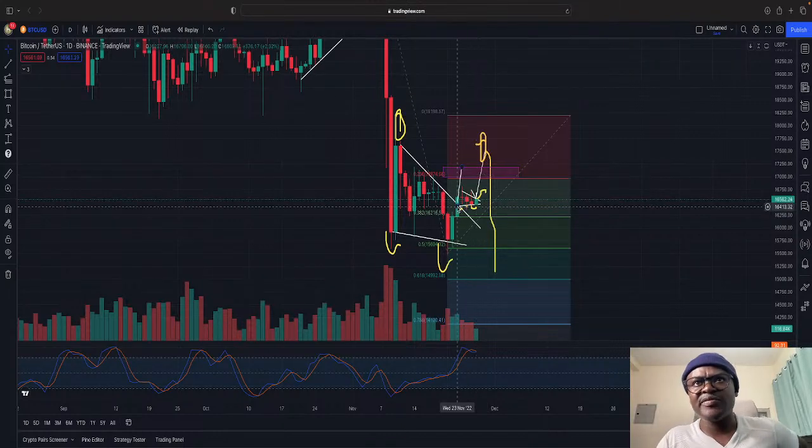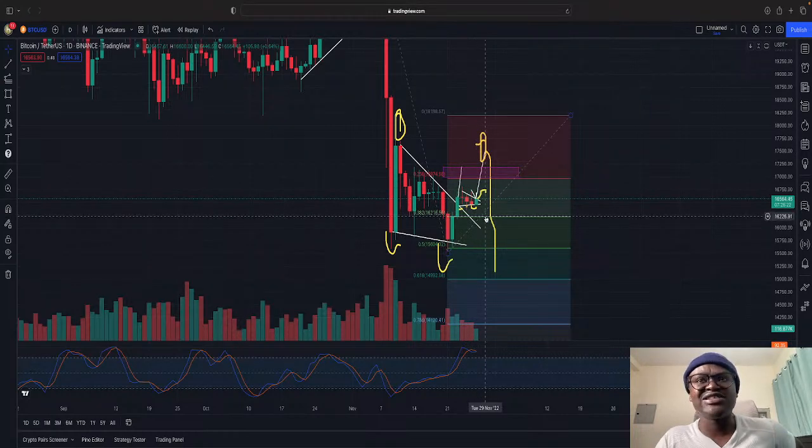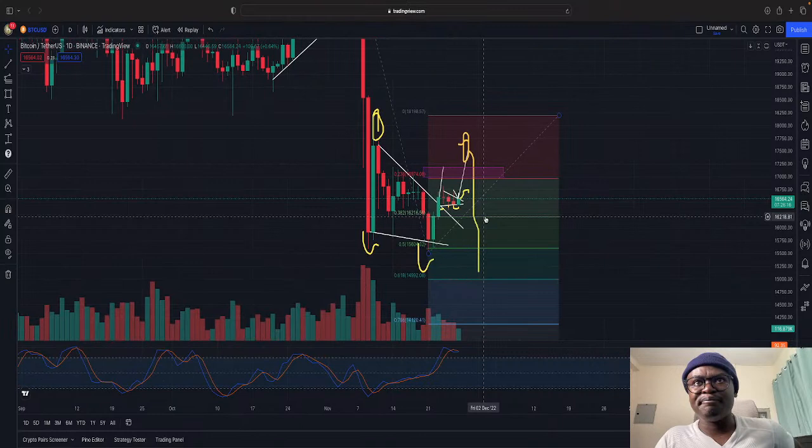This close up here was followed by a bearish pattern, these bearish candlesticks here. But this one is looking to be bullish. Even if it comes to the downside, I would expect it to still bounce somewhere around 16.22k, which will be the 0.382 Fibonacci. I would expect it to bounce right back down here and then go up to here.